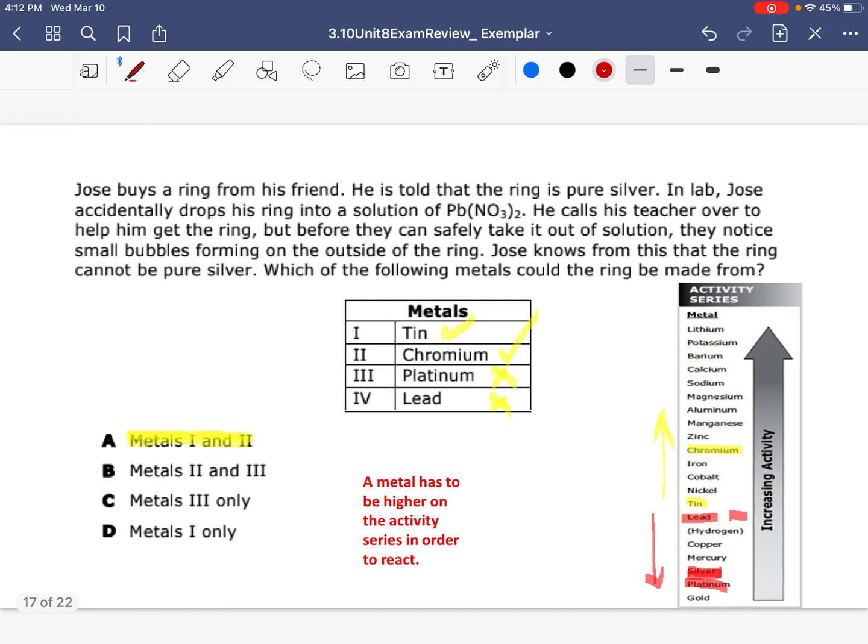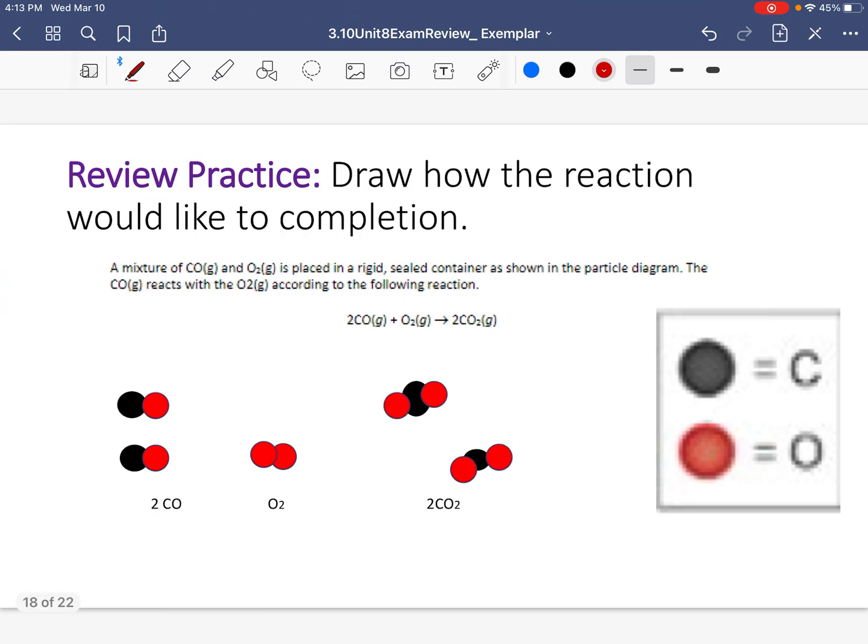For this next one, you just had to identify which is above so a reaction can occur. Remember, when you're using the activity series, you always want to upgrade. So we were with lead and we wanted to upgrade, so the upgrades would be chromium or tin. That would cause a reaction. A metal has to be higher in the activity series in order to react.